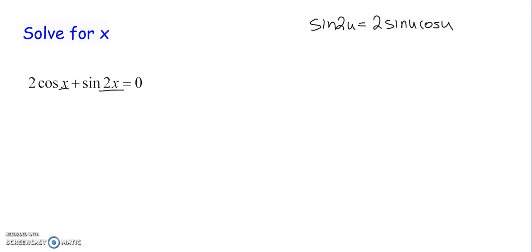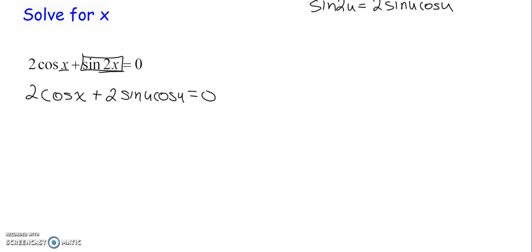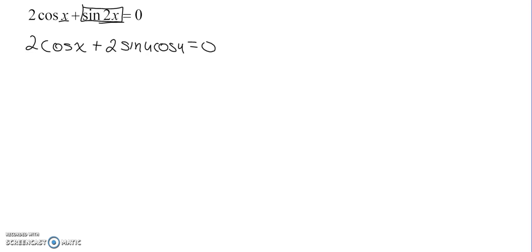So that substitution is exactly what I'm going to do. I'm taking out sine of 2x, and I'm going to be replacing it with, copy over 2 cosine x, plus now the sine 2x gets replaced with 2 sine u cosine u, and it still is set equal to 0. Well, I shouldn't be using u, I should be using x. And from here, I would hope you have enough information to be able to solve this for x.